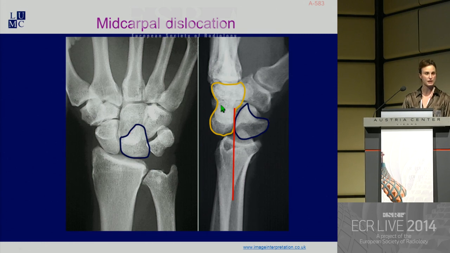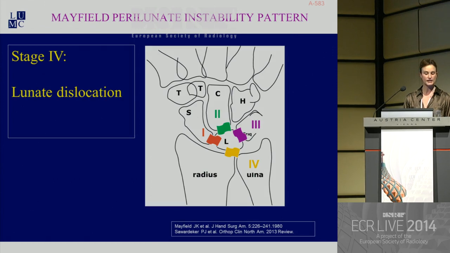This is the mid-carpal dislocation, so stage 3 of the perilunate instability pattern of the wrist. The last stage is stage 4, which is the most severe perilunate instability pattern of the wrist, also called the lunate dislocation. In this particular case, almost all the articulations and the ligaments of the wrist are broken, and we have a lesion around the lesser arc of the wrist.